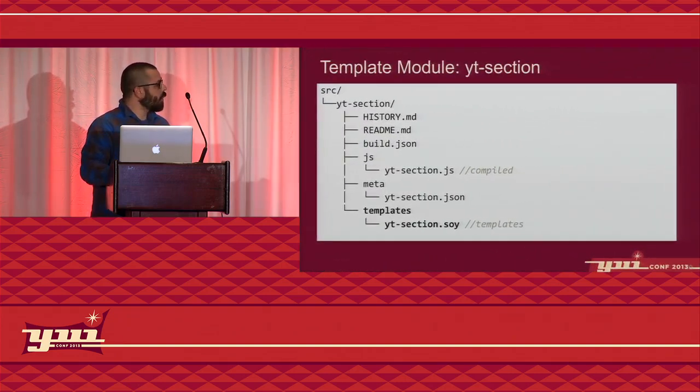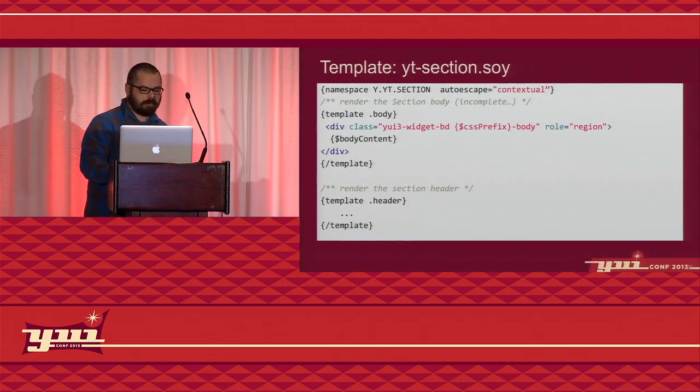So this is what it looks like in source. The only thing you see different here from any other YUI style module is that there's a templates directory with our soy file. And when we run that through the Closure templates compiler, we just tell it to dump it out in the JS folder. And then from there, Shifter builds it.